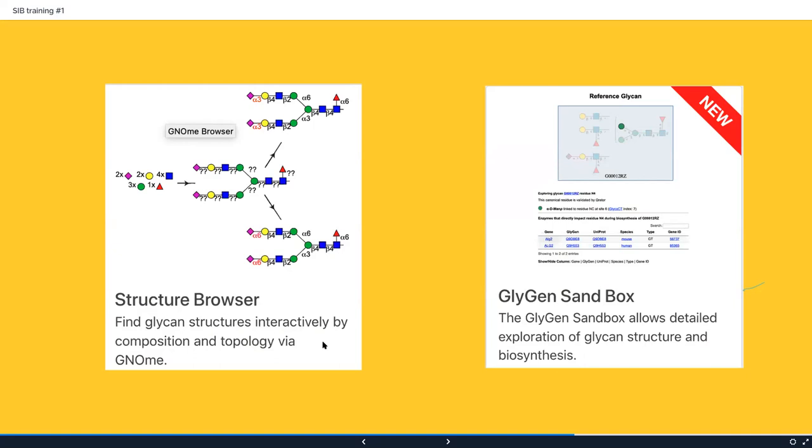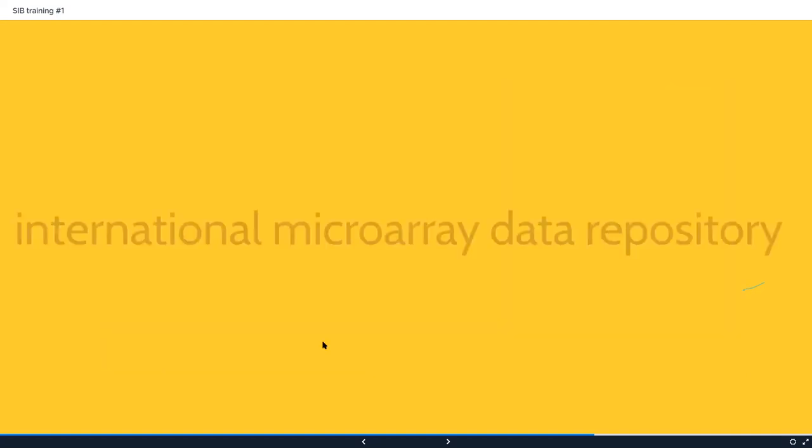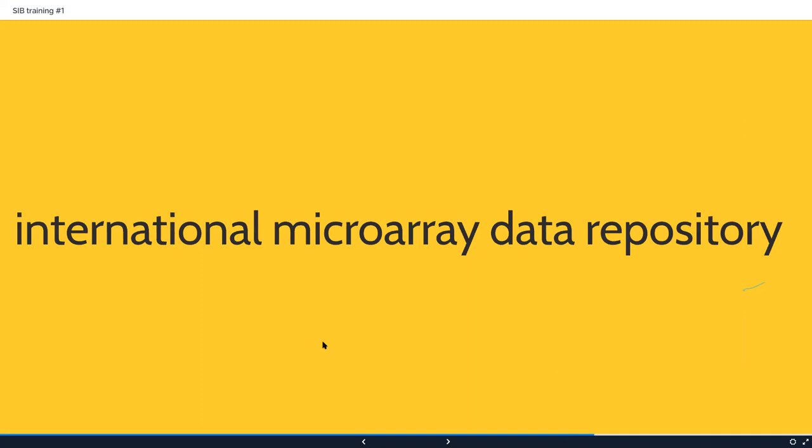So what are the synthetic pathways behind a structure? And they are working on an international microarray data repository, but at the moment this is not released and should be shortly.